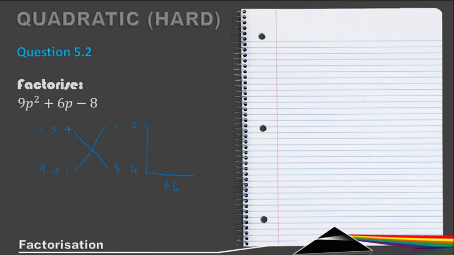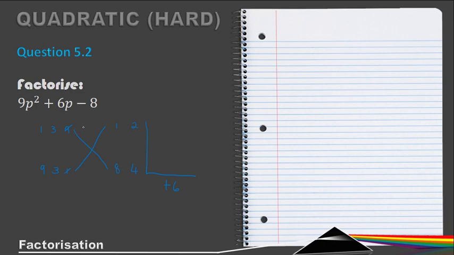So I'm going to start with 9 and 1, so 1 times 1 is 1, and 9 times 8 is 72, so that's too big. Then we have 9 times 4, that gives us 36 and 2, so that's also too big of a difference, so 9 and 1 can't work. Then we have 3 times 8, that gives us 24, and 3 times 1 is 3, so this is also not going to work. Then we have 3 times 4 is 12, 3 times 2 is 6.